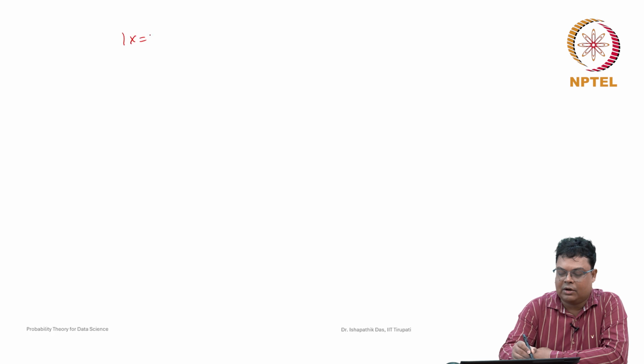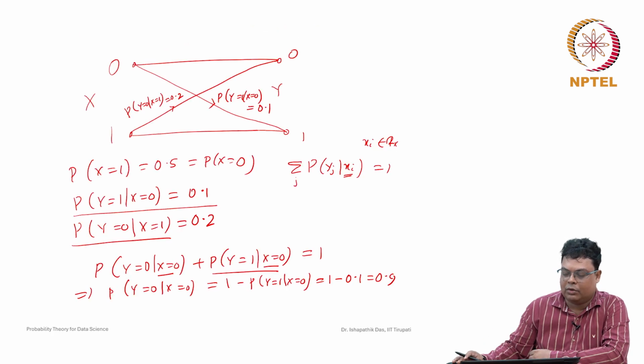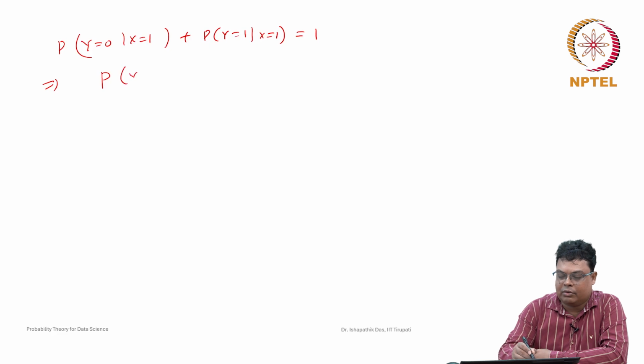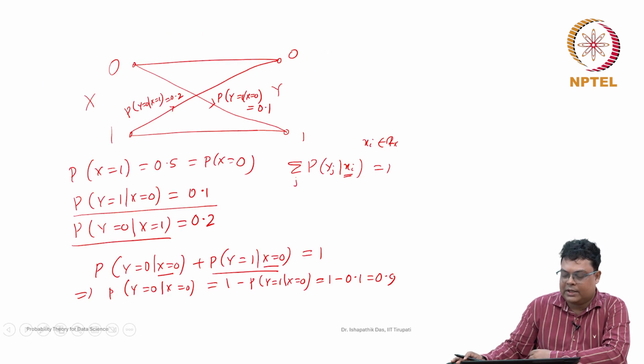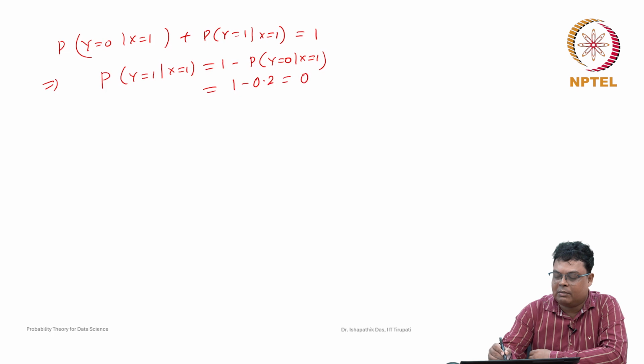Now, from here, similarly, if you fix x is equal to 1 and take the sum over the y values, what are the other values it can take? It can take 1 or 0, we have already mentioned. So, this will also be 1 because we are fixing x is equal to 1. Since y equal to 0 given x equal to 1 is given, we can find the probability of y equal to 1 given x equal to 1, which is 1 minus the probability of y is equal to 0 given x is equal to 1. This is given as 0.2, so it is 1 minus 0.2, which is nothing but 0.8.